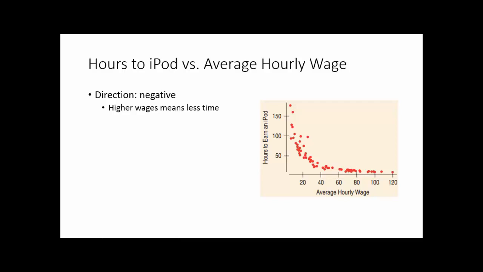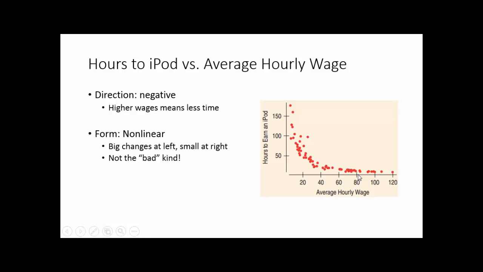What about the form? As I said, that's obvious. Does a straight line fit this? No way. This is definitely nonlinear. But what does that mean? Well, that means that there's different rates at which these change. So when I go from 20 to 40, the hours that you have to work to get an iPod drop from 50 down to 25 or so. But when I go from 80 to 100, notice that's a $20 difference, as 20 to 40 is.